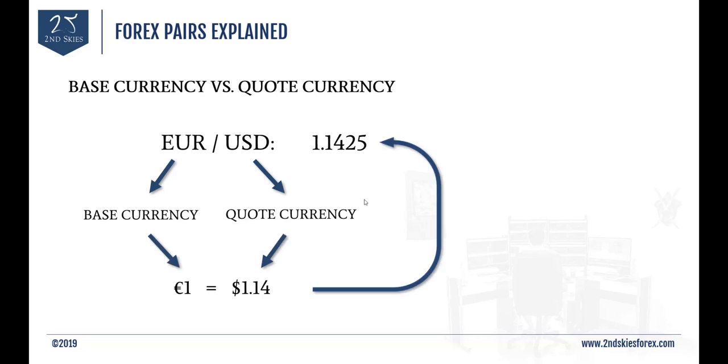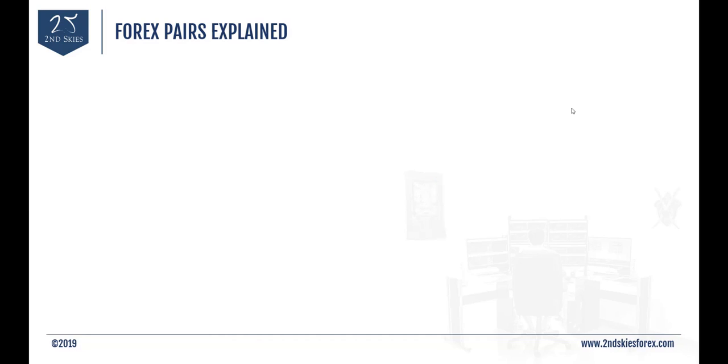And the way this looks, or to translate this, is 1 euro is equivalent to 1.14, you could add the 25 in there, but 1.14 US dollars. So when you're looking at a Forex pair or currency price, this is how you translate it. The first currency is the base currency. The second one is the quote or the counter currency. And in terms of pricing, one of the base currency is equal to this price. So that's how you translate this.